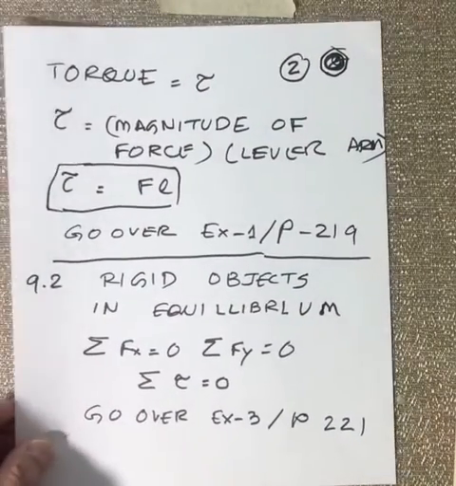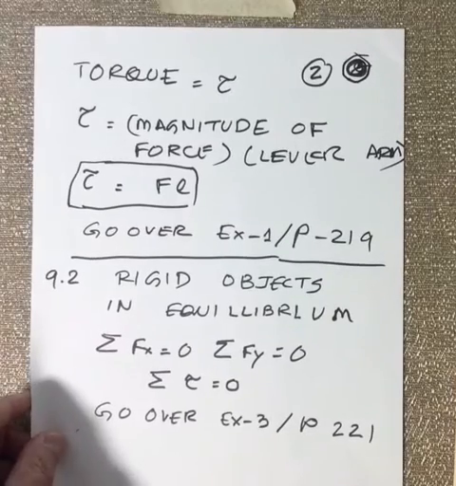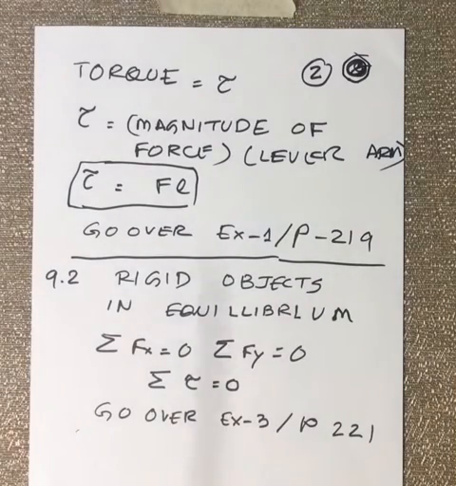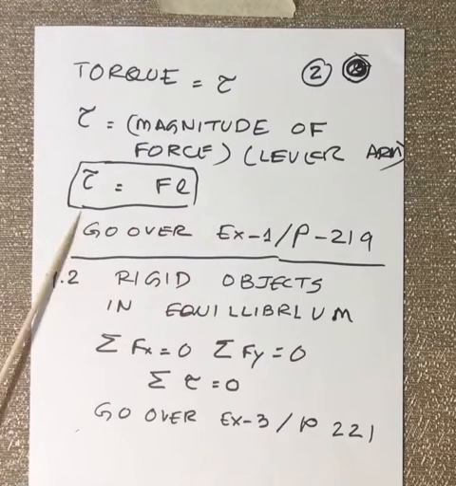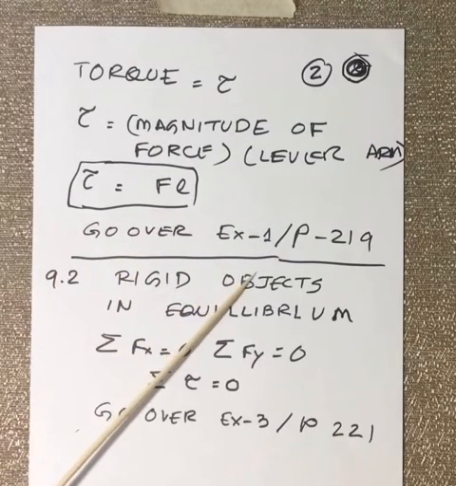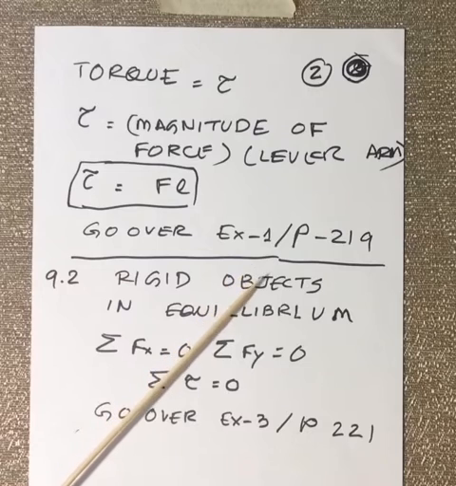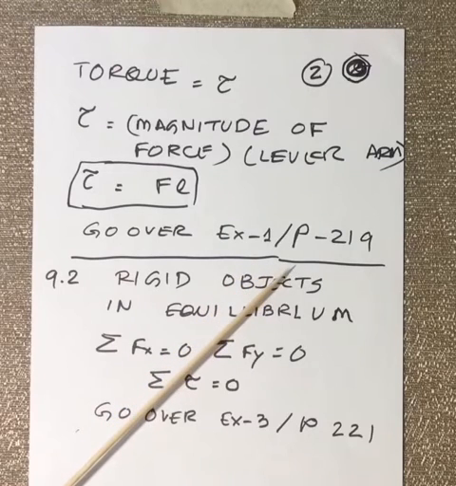Now we are here. Tau is the magnitude of force and lever arm. So tau equals F times L. Go over example 1, page 219.